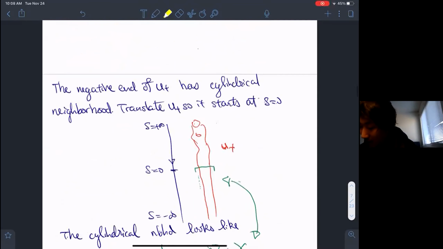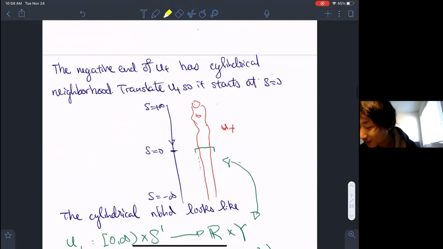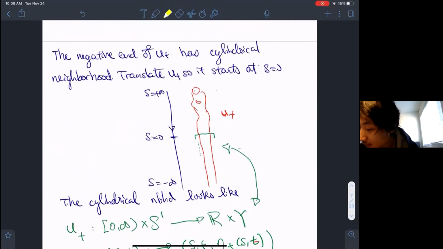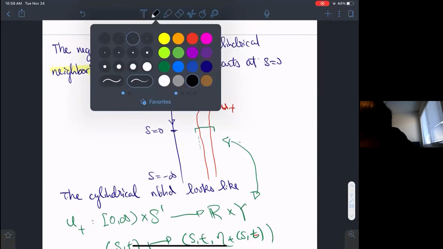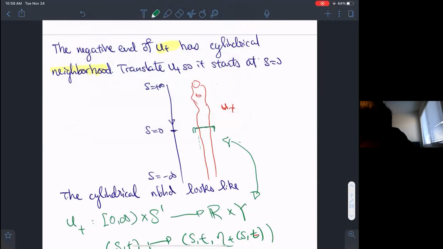So let's, oh boy, I'm blasting through this lecture. So not sure how long this is going to take. Okay, so let's think about the setup. So the negative end of U plus has a cylindrical neighborhood. And we can translate U plus so that this cylindrical neighborhood starts at s equals 0. And then it goes downwards like that.